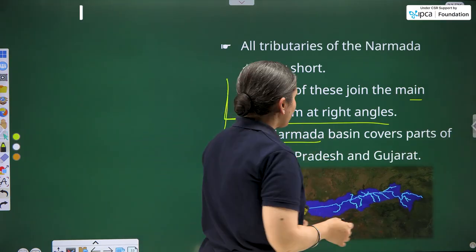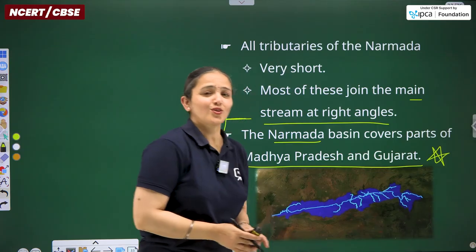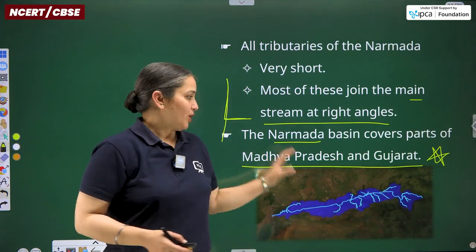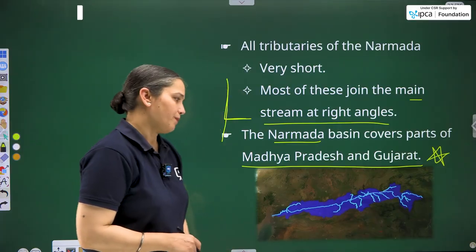So the Narmada basin covers part of Madhya Pradesh and Gujarat, to be learned. So this is the star. It means 1 mark, important question. And this is the entire drainage basin itself.